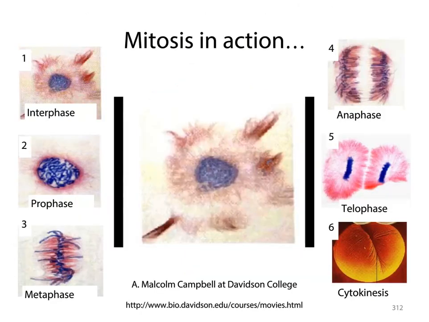Now, during that very small fraction of time when the cell is in mitosis, these are the stages that happen, and you need to know what happens in them. During interphase, the cell is basically hanging out, starting to get ready to go through the process of prophase. During prophase, your chromosomes start to condense.